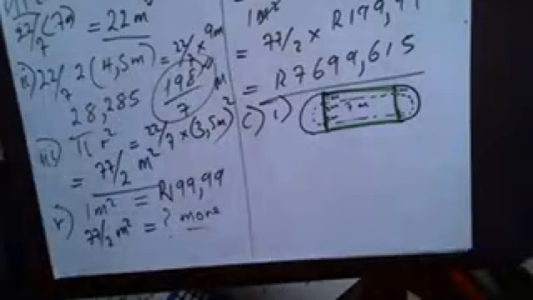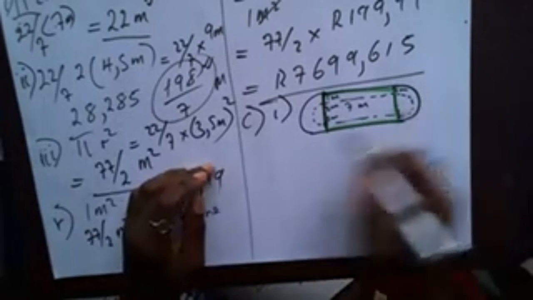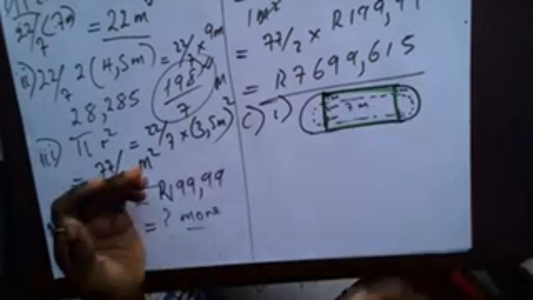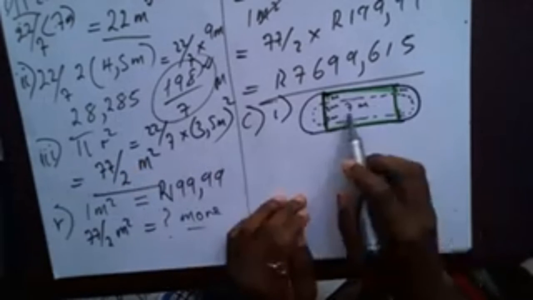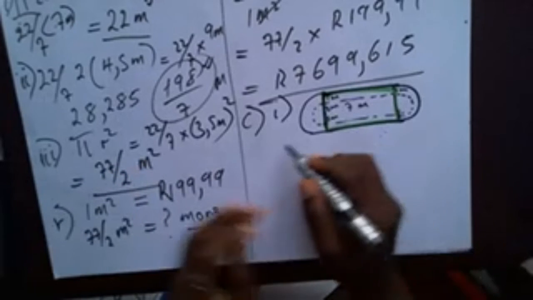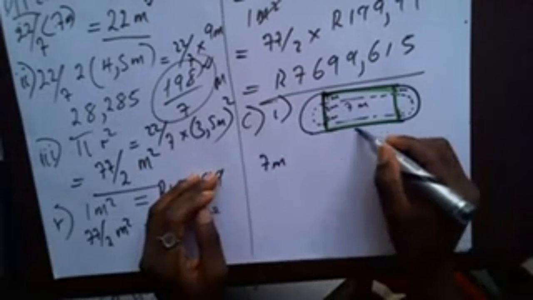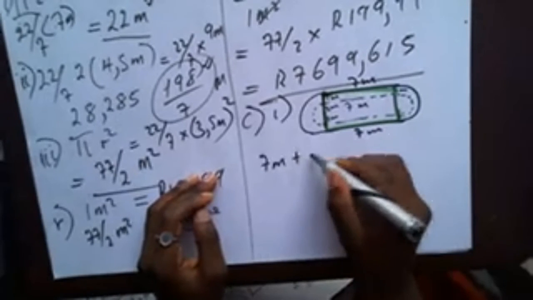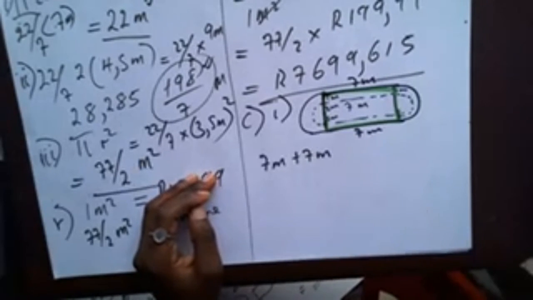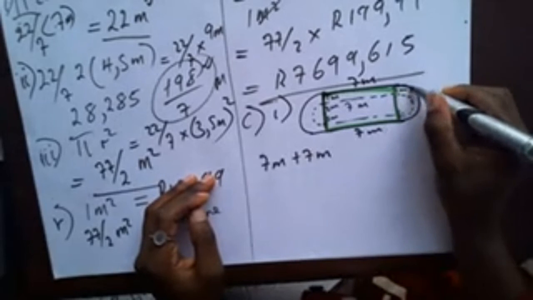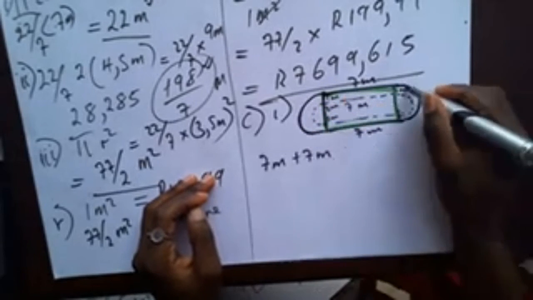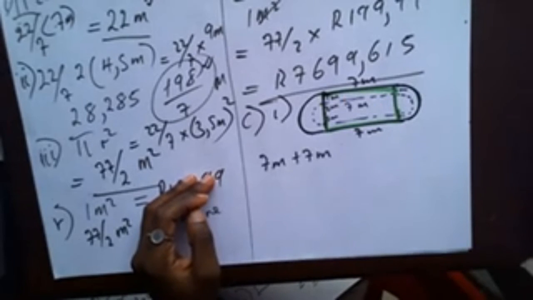I want to calculate the length of these sides. The length of these sides is not going to change because we have 7. So I will just have 7 meters. This is 7 meters and this is 7 meters. So I have 7 meters plus 7 meters. Now I need to figure out these semicircles.